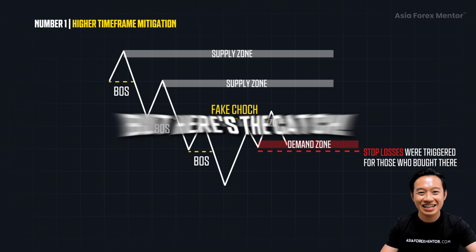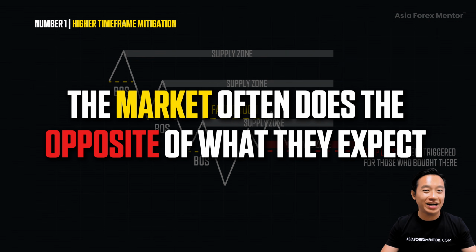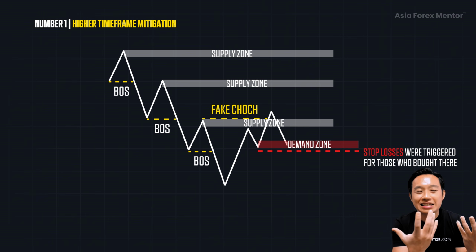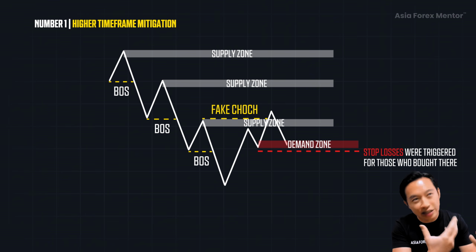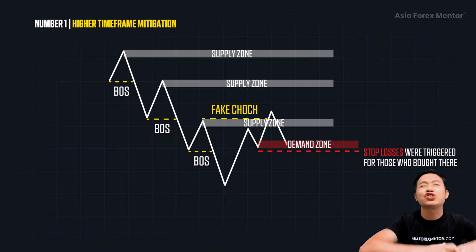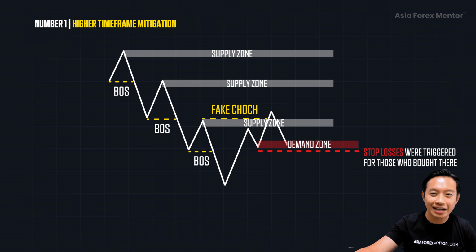But here's the catch. The market often does the opposite of what they and all these traders expect, right? Which is why so many traders couldn't get the direction right, and then they lose a lot of trades all the time, right? And they say that the strategy doesn't work. Okay, I'll talk more on that in a while.